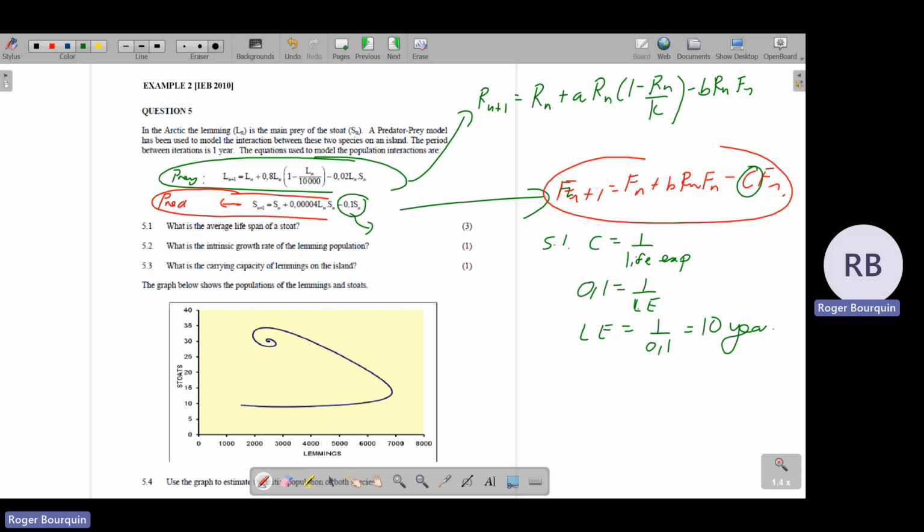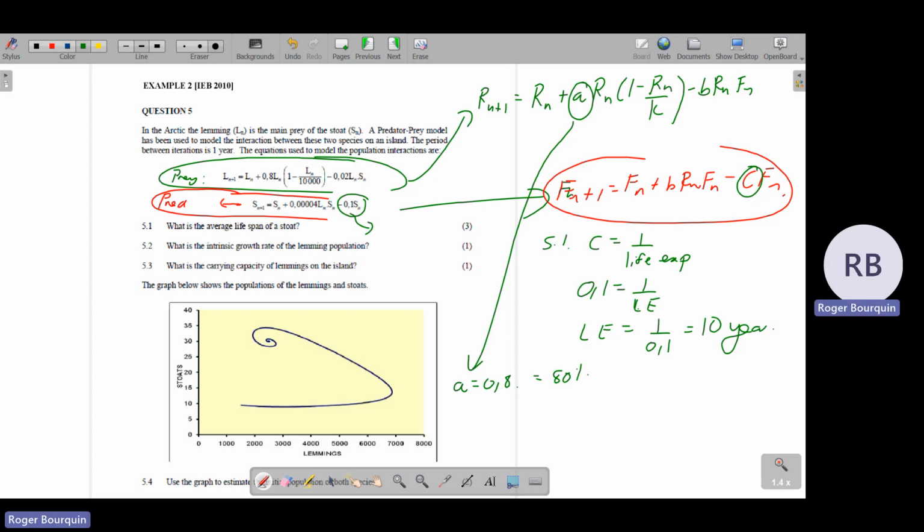They call it intrinsic. So the intrinsic growth rate is this A over here. You can either think of it as intrinsic growth rate or the birth rate. It's the same kind of thing in this model, which is a bit confusing. So there A is equal to 0.8, which is a ratio, 80%.